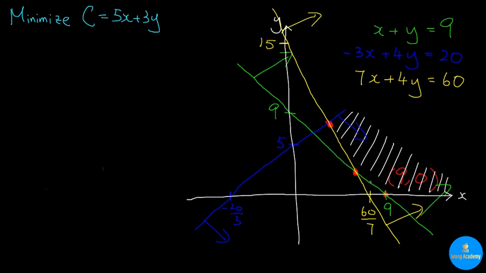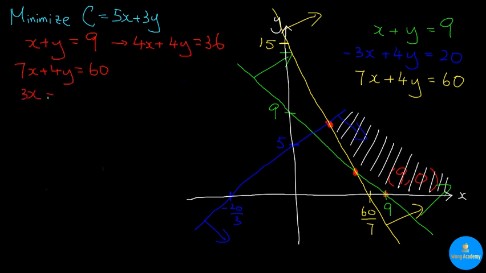It is the intersection of the green line and the yellow line. So we should take the yellow line and the green line and put them together to solve the system of linear equations. If we multiply the first equation by 4, we have 4x plus 4y is equal to 36. After subtraction, 4y cancels, and so we are left with 3x is equal to 24, or x is equal to 8. Substituting this into the first equation, we have y is equal to 1. So the coordinate of this vertex is 8, 1, where 8 is the x value and 1 is the y value. How about this vertex?